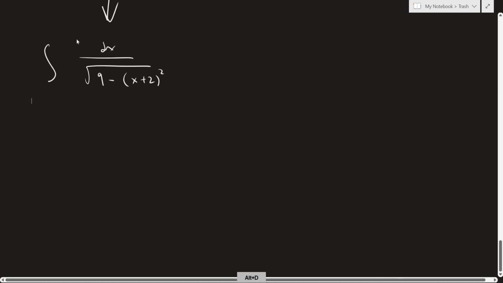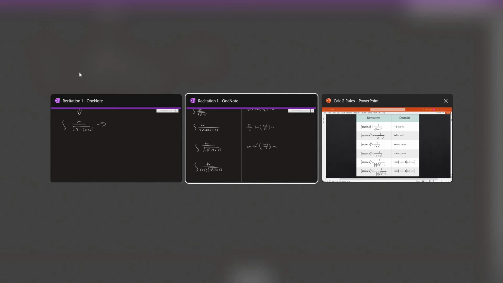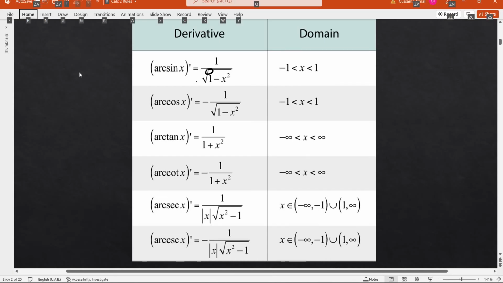All right, now we need to figure out which form this is. I can tell you that there's a radical here and there's no negative, so it's arc sine. Well, let's look at the table. Look here, there's a radical and there's no negative. If there was a negative, it's going to be cosine. All right, you need to memorize these.